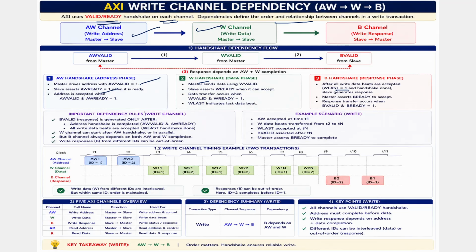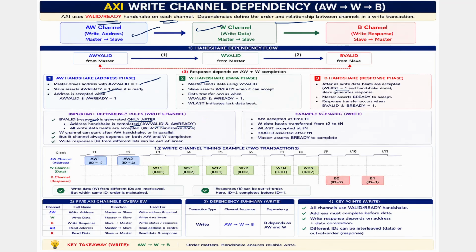So B valid is the response, and it comes only after all the signals have gone high. Only after the address handshaking is completed, that means AW valid and AW ready are high, then only B valid responds, and then all write data beats are accepted. Then only is the handshaking completed. So first data is done, second data, third data, all the data are completed. Then only we will send the response signal.